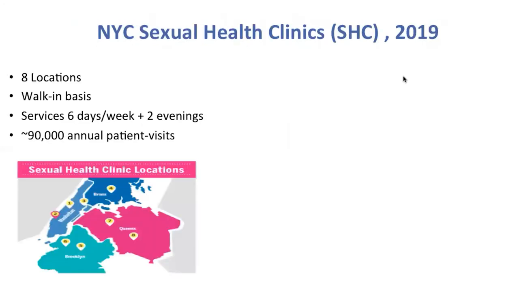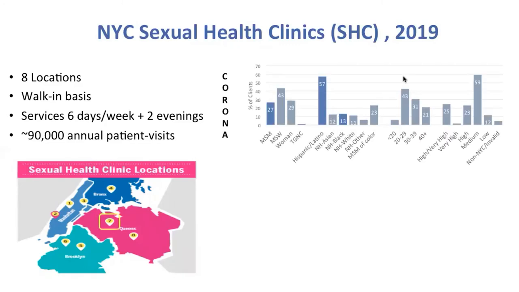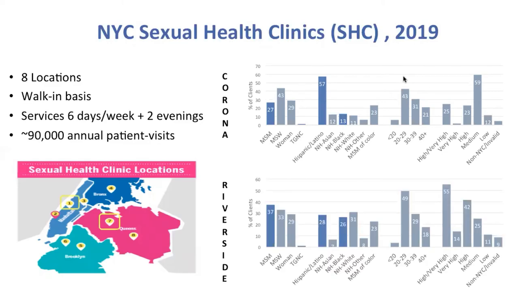Given the role of sexual health clinics in providing care for sexual and minority populations, our clinics were considered prime settings for implementation of the Matrix project. We have eight clinics, from which we chose two for the project. About one quarter of patients at the Corona Clinic in Queens are MSM, and over half of patients are Hispanic or Latino. Another 13% are non-Hispanic Black. The Riverside Clinic in Upper Manhattan sees more MSM patients, and over half of patients are Hispanic, Latino, or Black.